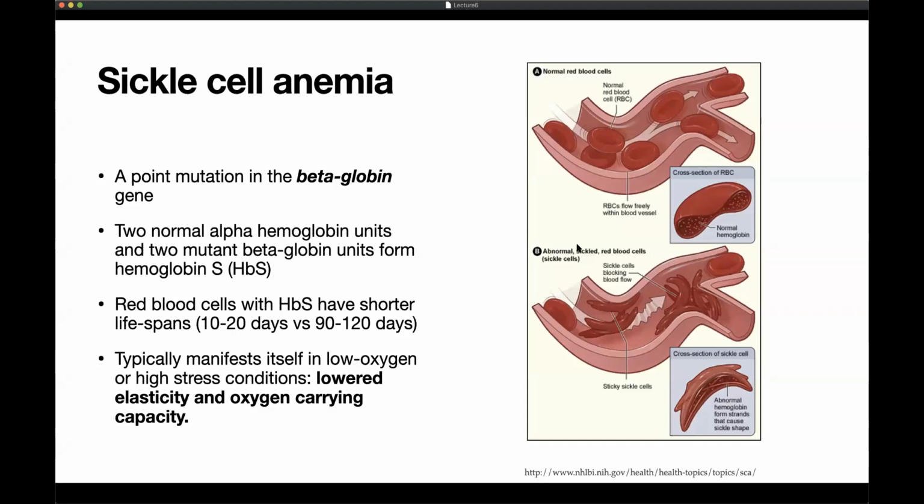From the standpoint of how this manifests itself in an individual with this phenotype, it typically shows up in low oxygen or high stress conditions. You have lower elasticity and oxygen carrying capacity. So you will basically run out of breath and not be able to exert yourself so much. And this becomes obvious when you go into conditions where you're required to tax your oxygen transport systems.